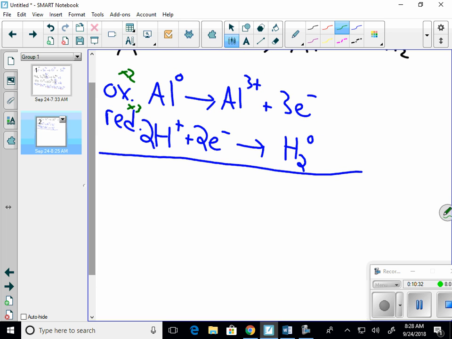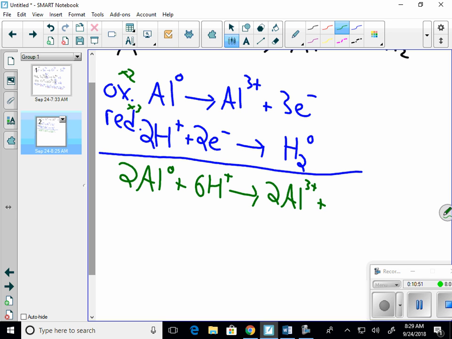So, if I do 2 times that, there's 2Al, plus I now have 6H+. Those are my 2 reactants. Remember, every time electrons will cancel out for this. I have 2Al plus 3 and 3H2.